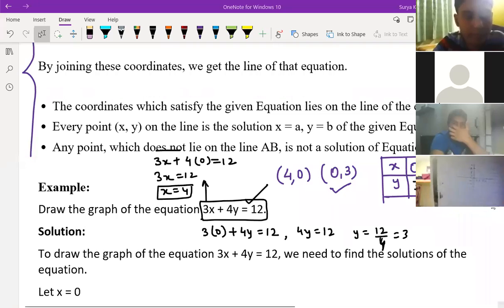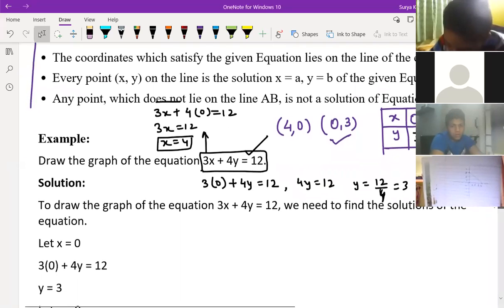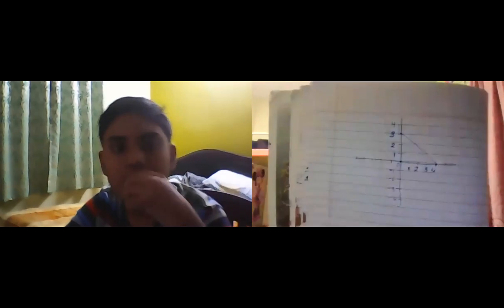Sai Ritvik, you understood how to draw the graph? Yes, sir. Sir, can you see mine, sir? Yeah, Satvik, what you have made is fine. Let me see. Even I made my graph. Let it be like this only.